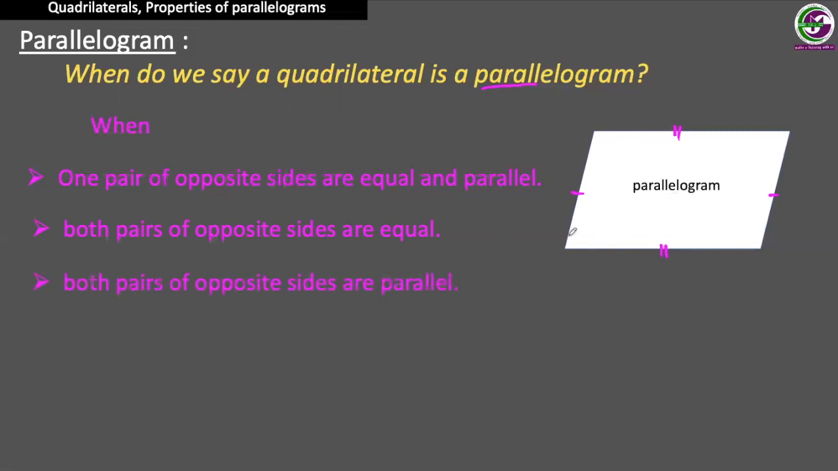Now, one more condition is there. Both pairs of opposite sides are parallel. Remember, if you take one pair, it should be equal and parallel. But if you take both pairs, it can only be equal or it can only be parallel. That's what we have to be careful about. So if we take parallel, we have to take both pairs at the same time. If opposite sides are parallel, then the given shape can be simply proved to be a parallelogram.